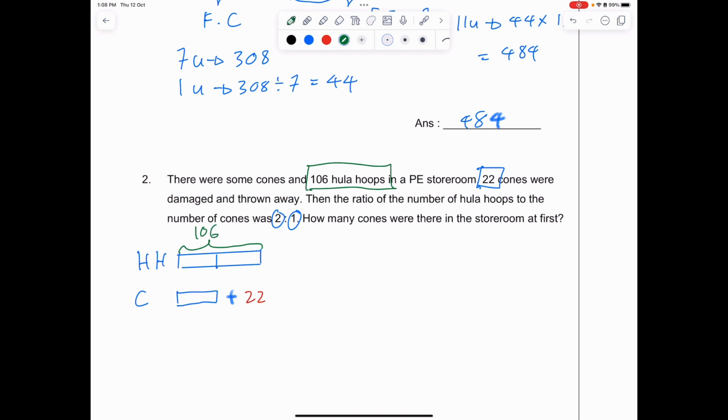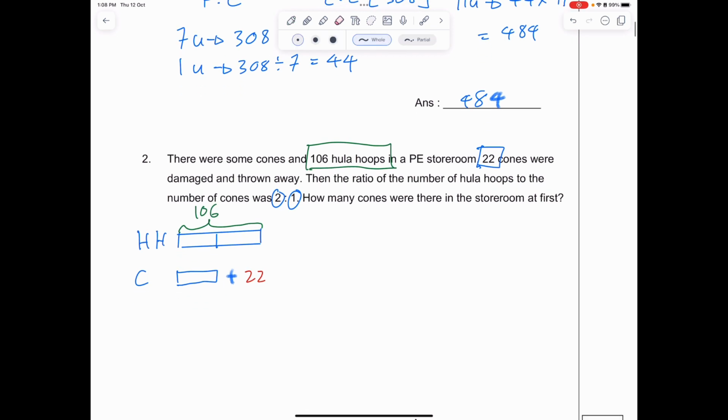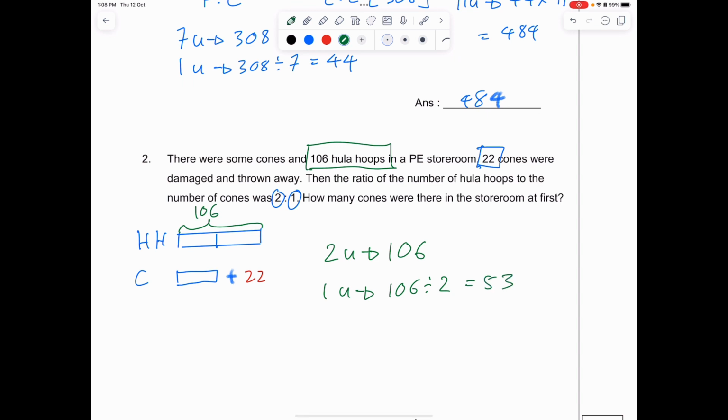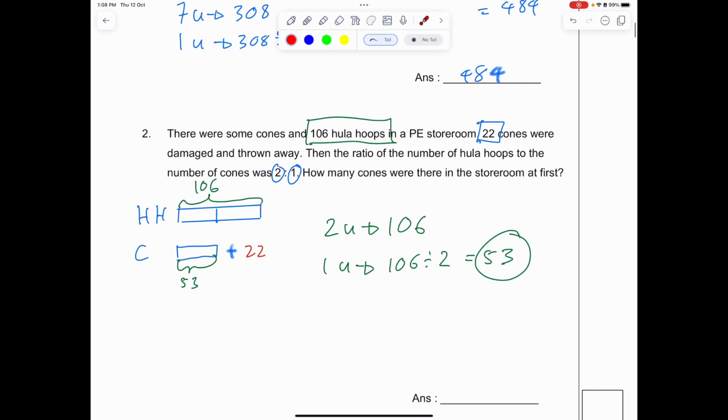So we needed to find out what is 1 unit. So we know that 2 units here, because there's 1 and there's 2, 2 units is actually 106. 1 unit would be 106 divided by 2. Answer would be 53. Now this 53 is over here, correct? Because you have found 1 unit. But wait, you have to add the 22 because at first you threw away 22. So you have to add back these cones. So therefore 53 plus 22 and your answer will be 75.